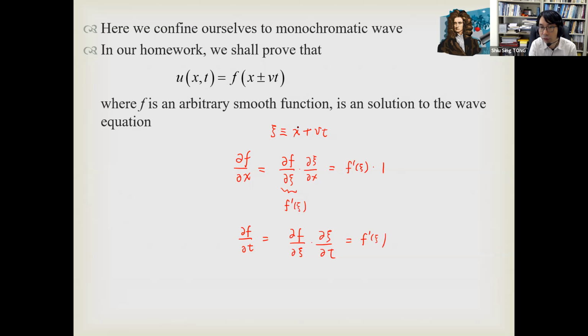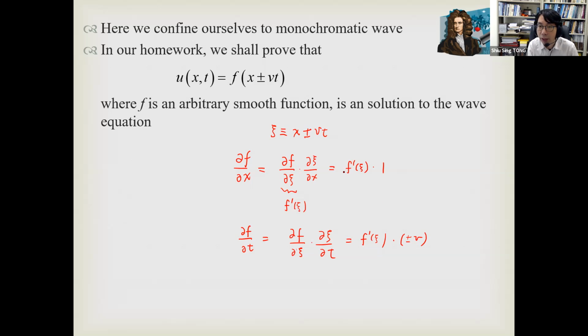Again, I get the same derivative, because for both the x and t derivatives, df/dc is the same, right? So it is straightforward differentiation of the function itself with respect to the argument. But the dc/dt here, we can have plus or minus v. Now you can proceed with one more differentiation to get the second derivative, and you will see the second derivative actually satisfies the wave equation.